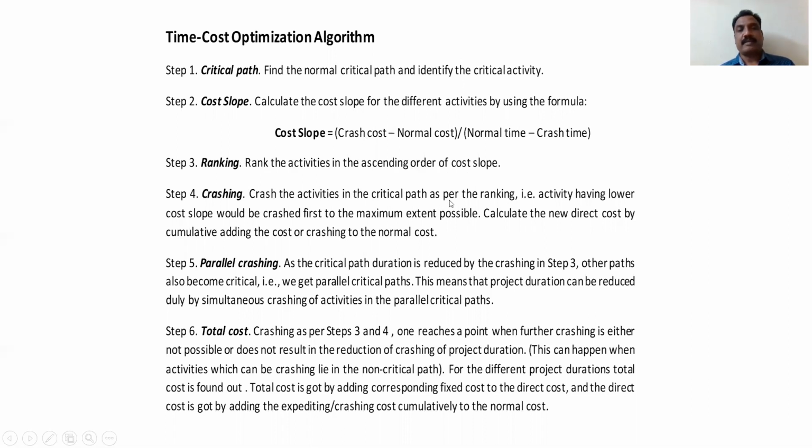Crash the activities in the critical path as per the ranking. The activity having the lower cost slope would be crashed first to the maximum extent possible. Calculate the new direct cost by cumulatively adding the cost of crashing to the normal cost. Parallel crashing: as the critical path duration is reduced by crashing in step 3, other paths also become critical. So we get parallel critical paths. This means that the project's duration can be reduced only by simultaneous crashing of activities in the parallel critical paths.